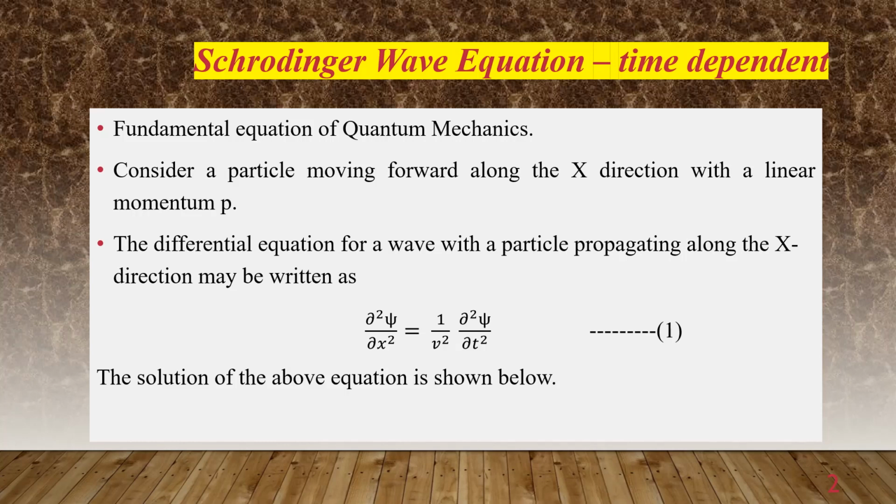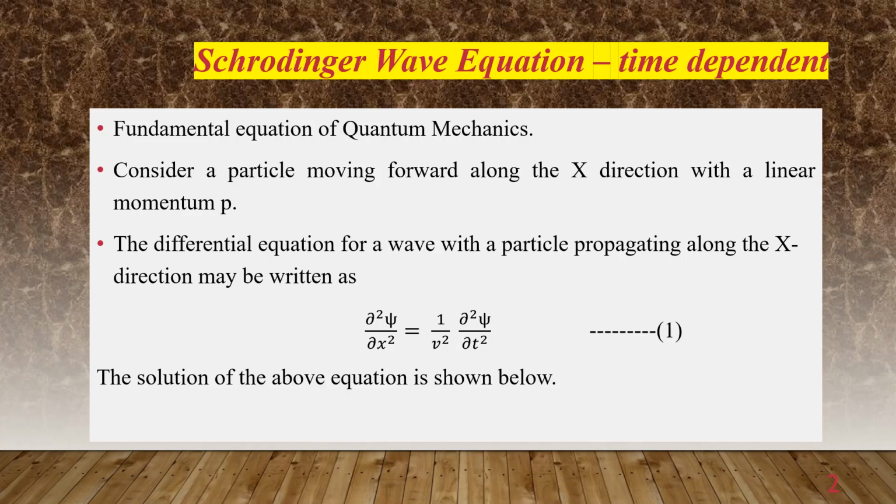For such a particle moving along the x direction, that is, in one-dimensional motion, the differential equation for the wave can be expressed as dou square psi by dou x square is equal to 1 by v square into dou square psi by dou t square, where psi is the wave function. Put it as equation number 1.